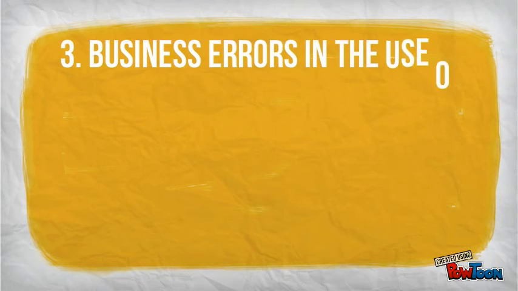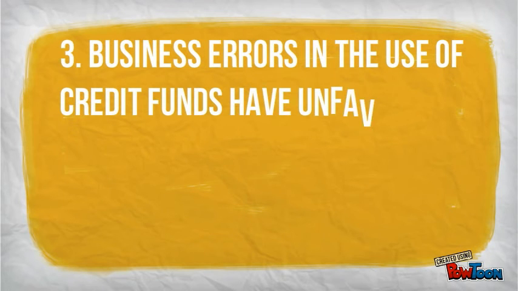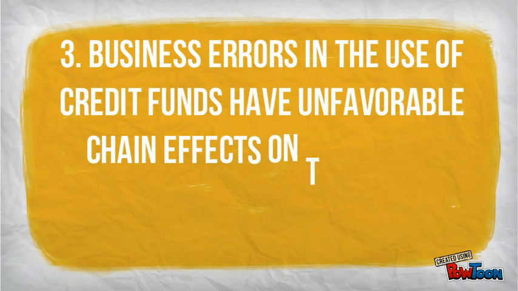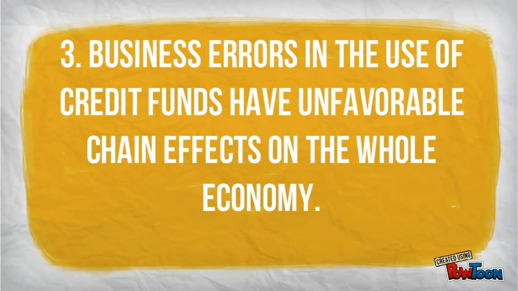3. Business errors in the use of credit funds have unfavorable chain effects on the whole economy. Failure of some firms to settle their debts with other companies affect the latter to pay their bank loans. In turn, the banks cannot pay their depositors.